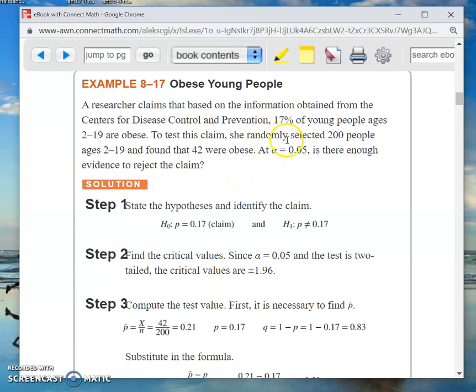So what's the scenario here? Somehow, some way, this researcher gets his information, or it's published somewhere. It doesn't matter how we get it. It's just something that we want to test. 17% are obese. Boy, that seems like a lot. I'm not sure that's true. Let me see if I can challenge that. So let me pick 200 people of the appropriate age, and let me do a body mass index or whatever, and let me find that 42 of them have this condition. So is this enough evidence to reject the claim?